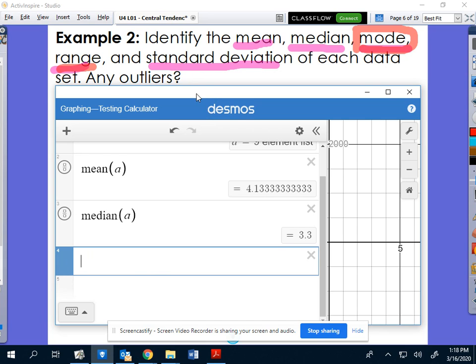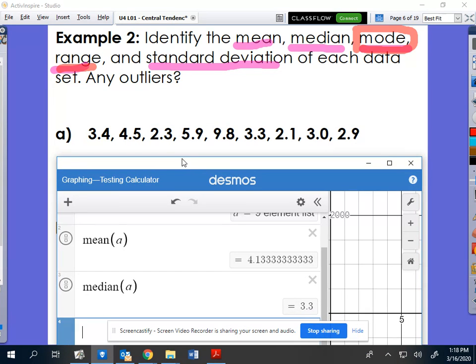So the mode is simply if any value repeats itself. So we have 3.4, 4.5. Look for any values that actually repeat themselves. And it doesn't actually look, as far as I can tell, 5.9, 2.9, doesn't actually look like we have any values that repeat themselves. So if no value repeats itself, then we have no mode. So in this case, there's no mode because the values don't repeat themselves, okay?